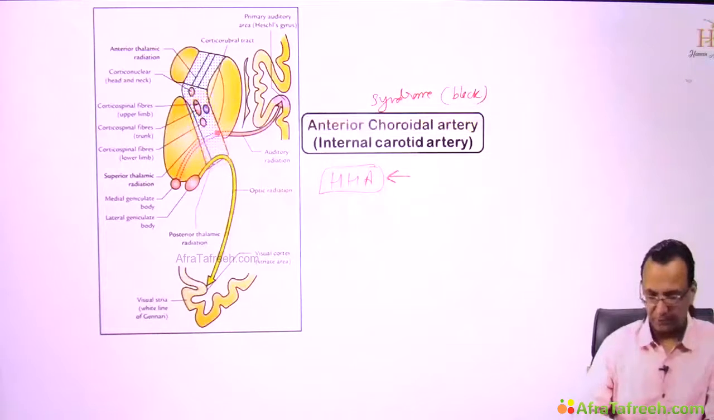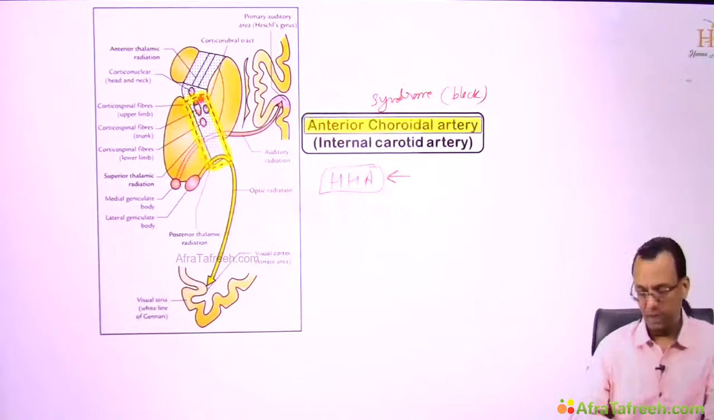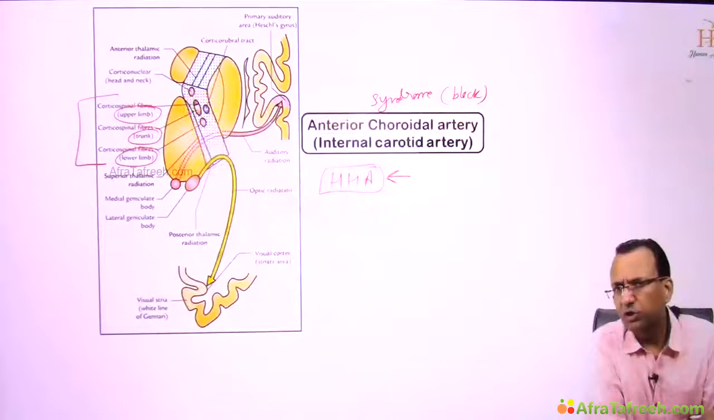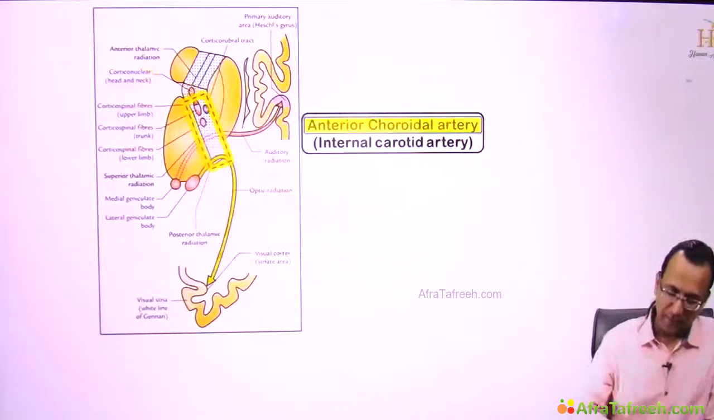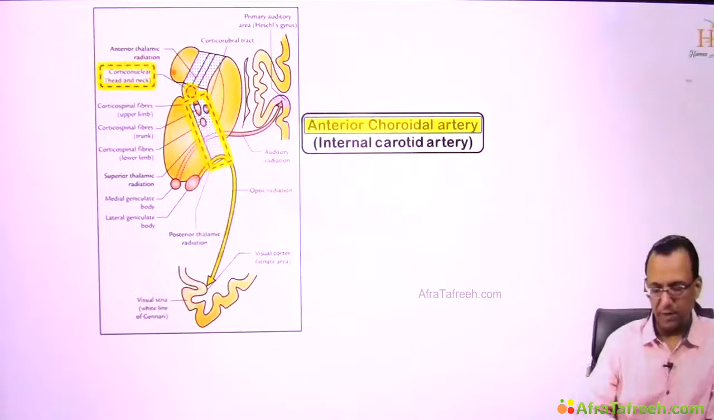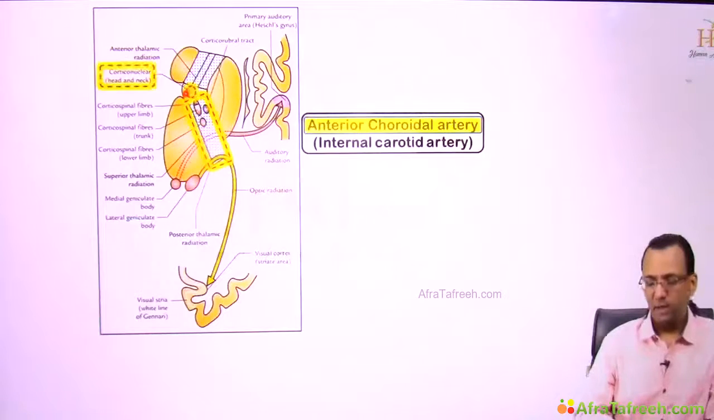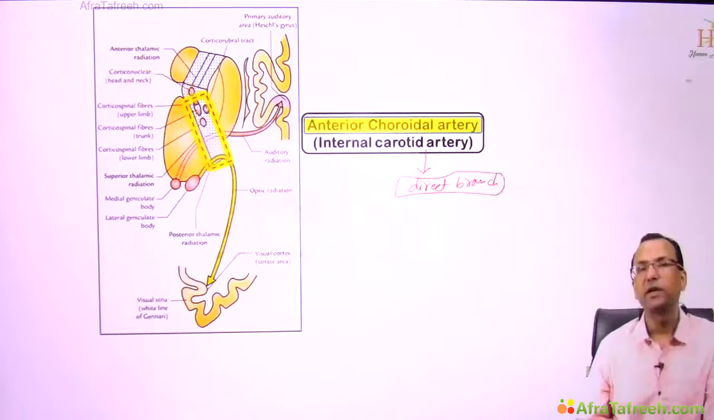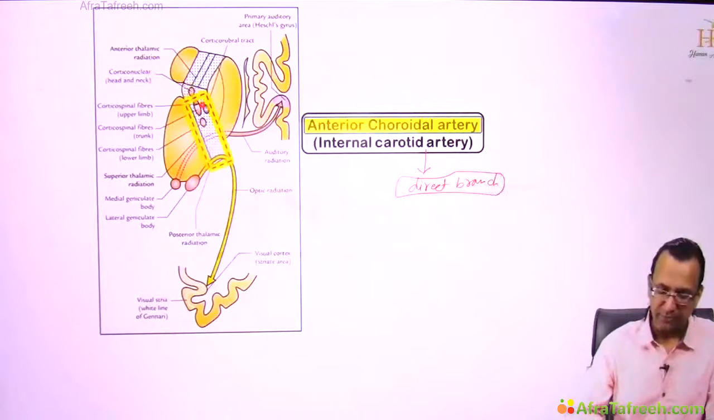In the face? No, not the face. Why not the face? Because this is sensory motor loss on the upper limb and the trunk and the lower limb, not the face. Why not the face? Because the genu part of internal capsule has a separate artery supply. What is that separate artery supply? Actually, it is supplied by a direct branch of internal carotid artery. So there is a direct branch of internal carotid artery supplying the genu of the internal capsule.